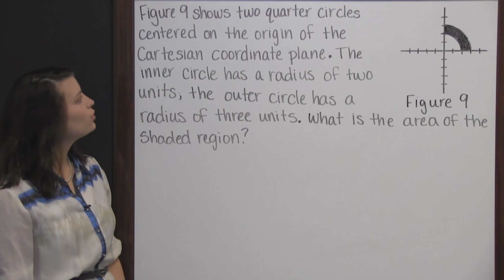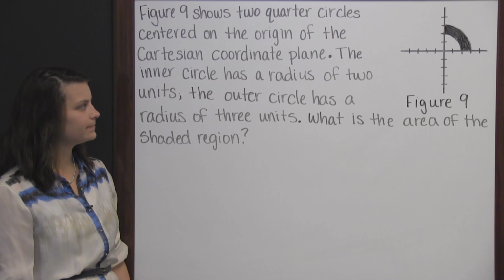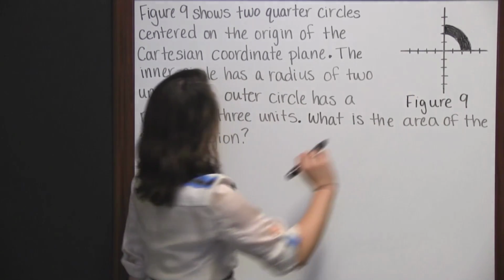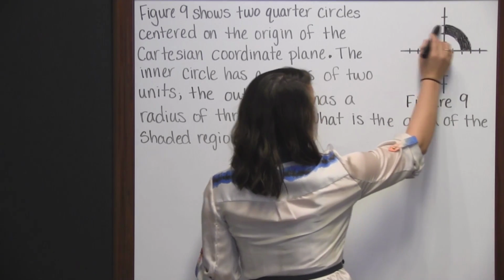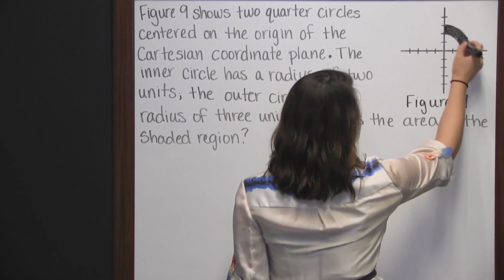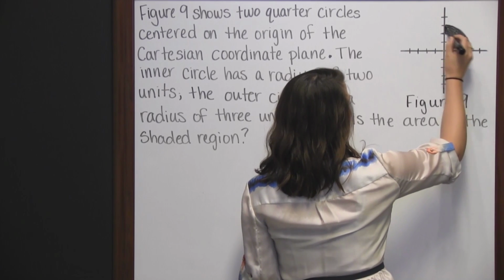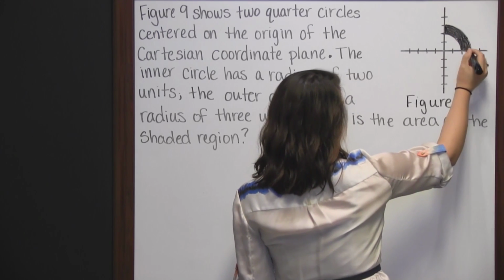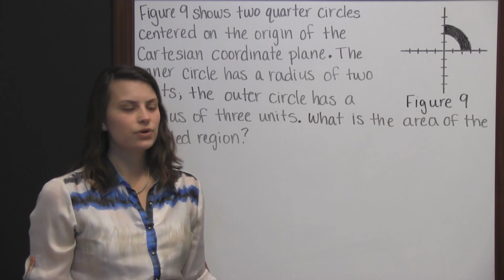Figure 9 shows 2 quarter circles centered on the origin of the Cartesian coordinate plane. The inner circle has a radius of 2 units. The outer circle has a radius of 3 units. What is the area of the shaded region? So that's right in here. And if you can just imagine it, this circle would continue going, as would this larger circle. Since it's been split into quarters, all we're finding the area of is a quarter of those circles.